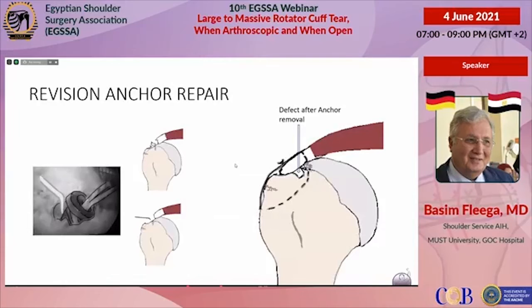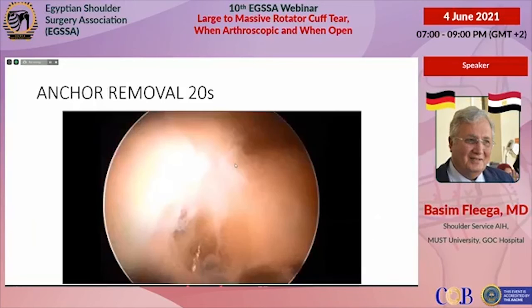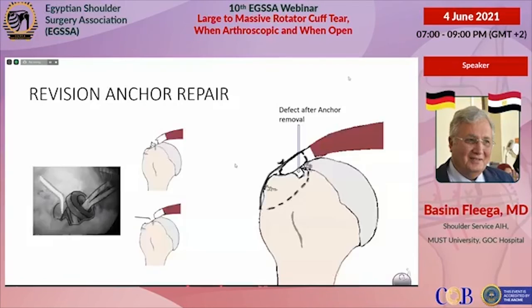We are usually faced with a problem, which is leaving a hole in the bone after removing the anchor. This is a problem of fixing the tendon in the bone. So I think in this case, the only possible technique is the transosseous suture fixation.